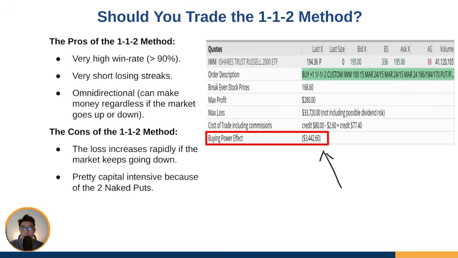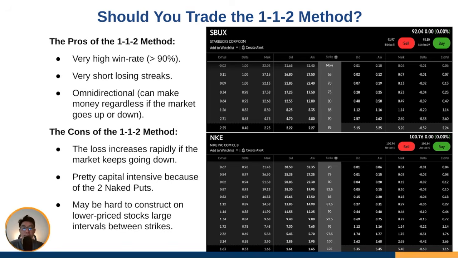Now, you might be thinking, hey, you could just go for a cheaper stock. So this way your buying power effect is lower. But one issue is that it can be difficult to construct on a lower-priced stock because it has very large intervals between the strikes.